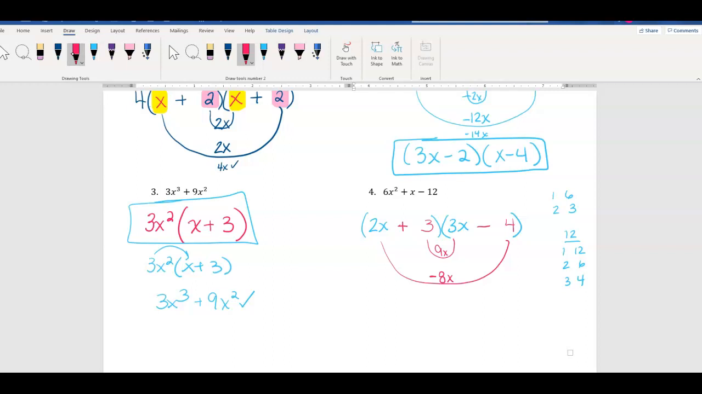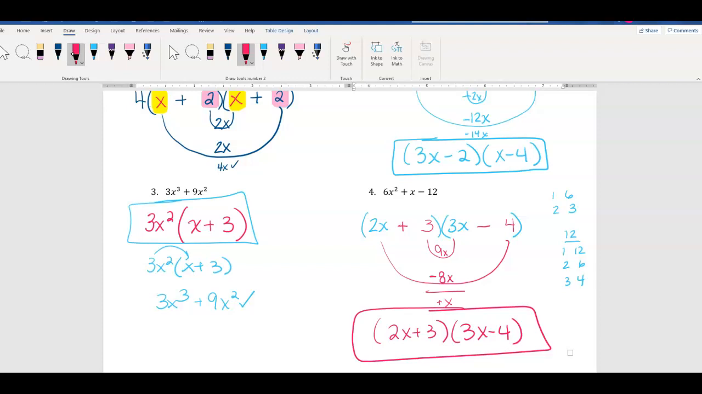Let's just go through and double check. 2x times 3x, 6x squared. Yay. 3 times negative 4 is negative 12. And we know in here that gives us positive x. So we know that our answer is 2x plus 3 times 3x minus 4. So one factor is 2x plus 3 and the other factor is 3x minus 4.